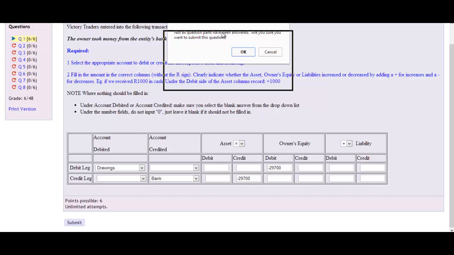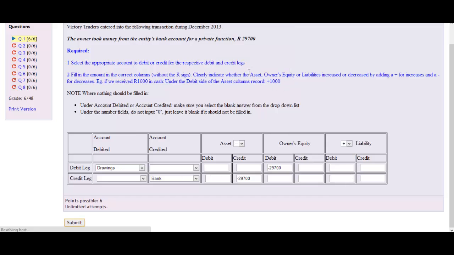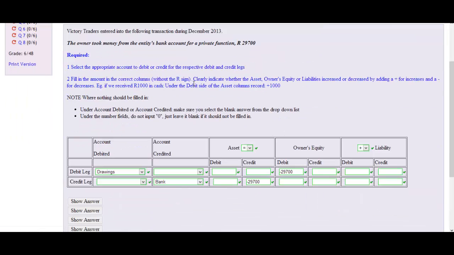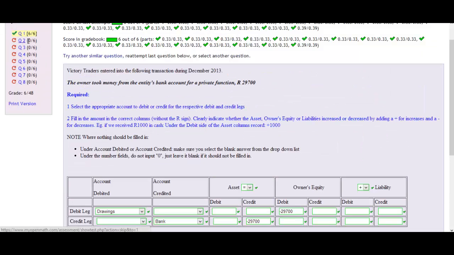We'll get this little question. Remember, not all parts have been answered. That's entirely correct. You can ignore some of the blocks that do not need to be filled in. Click submit. And there we see we've got 6 out of 6. And then you can move on to the next question.